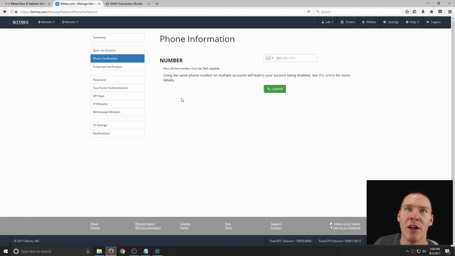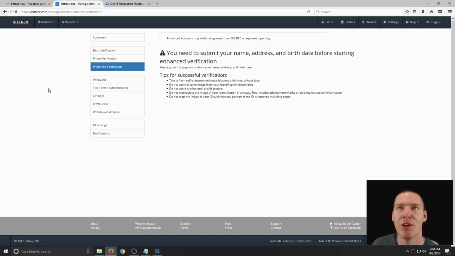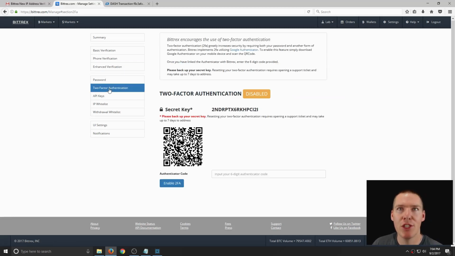Phone verification also adds enhanced security, so people can't log into your account and take your money from your account. And enhanced verification, I believe, is a photo ID. You send them a photo ID like a passport or driver's license. You can set up two-factor authentication. You probably should do this. So this is like it'll send a text message to you every time you try and log into your account, or it'll send an email every time you try and log in.